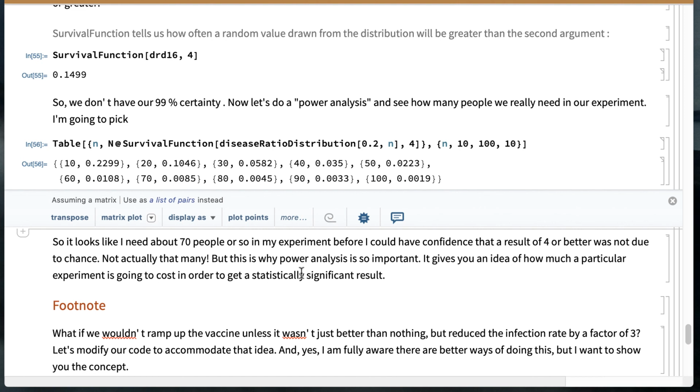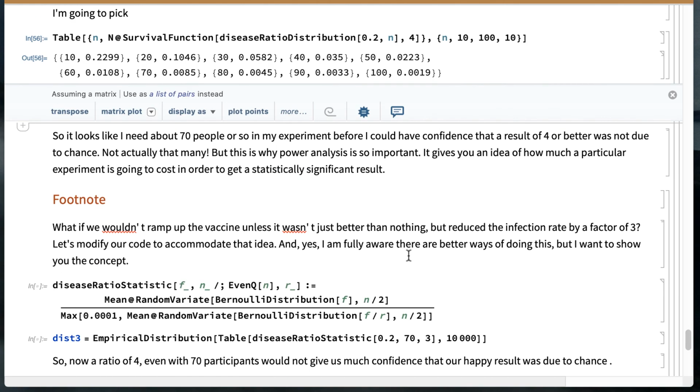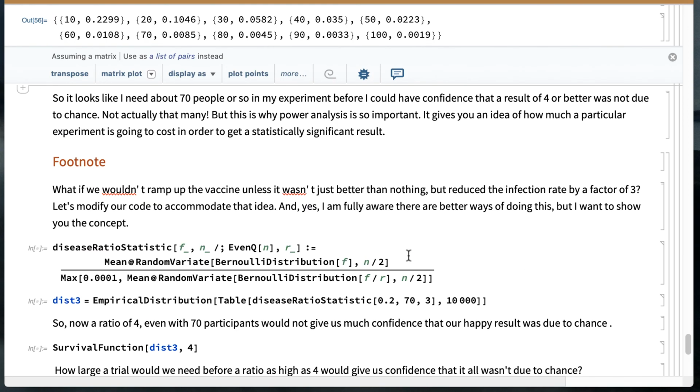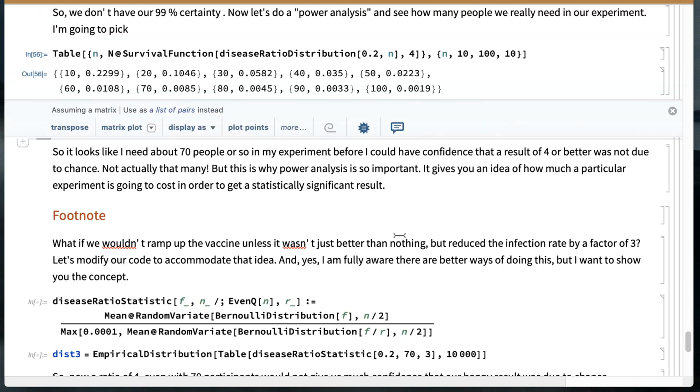So actually, it's not that many people, and it tells you why power analysis is so important. It suggests that this experiment might be worthwhile running. There's a footnote here where I expand on this idea, but I think I'll leave that to you for reading rather than further prolong this video. So this has been a discussion of statistical power, and it gives you an idea of factors that affect statistical power, such as the test in use and the number of samples being drawn.